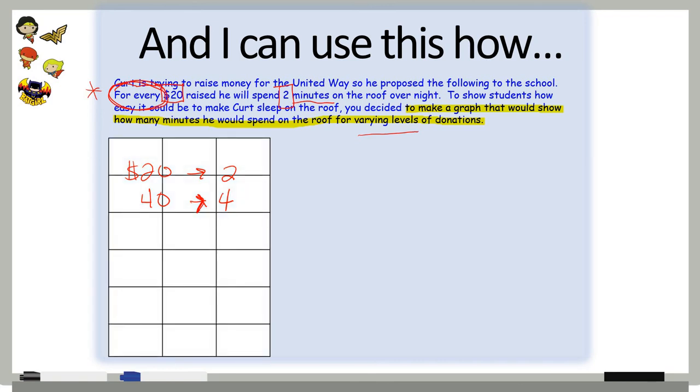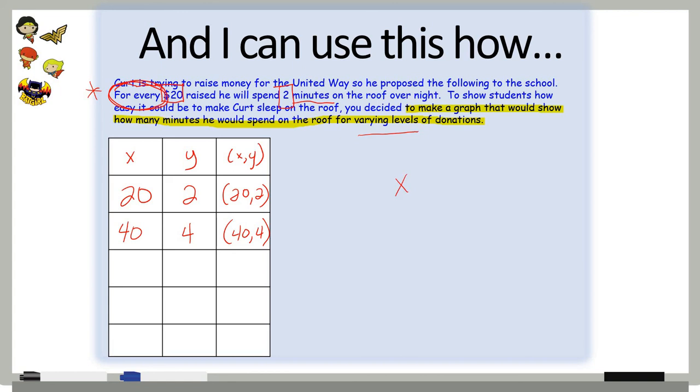And I'm actually going to erase so I can make this look a little bit nicer. There we go. So here I have our inputs, our outputs, and then we're going to make our ordered pairs. So that way you can make your graph. So if I put in $20, I get 2 minutes of Kurt having to stay on the roof. So if I double the amount of my donation, we said that doubles the amount of time. So if we look at this, we should see a pattern.